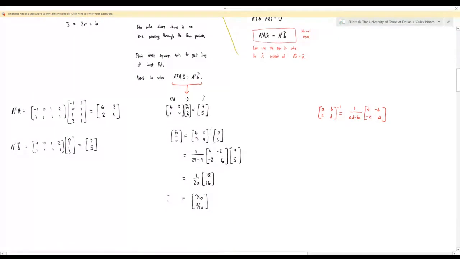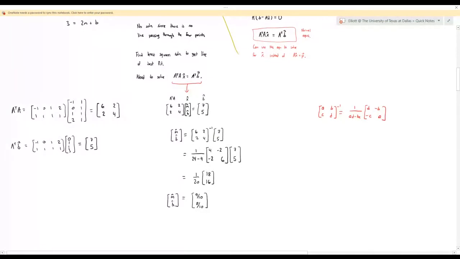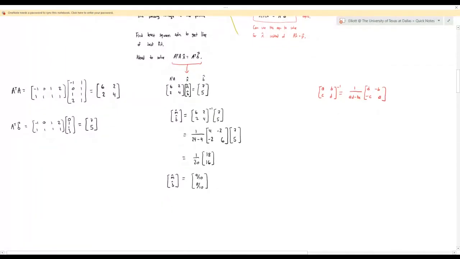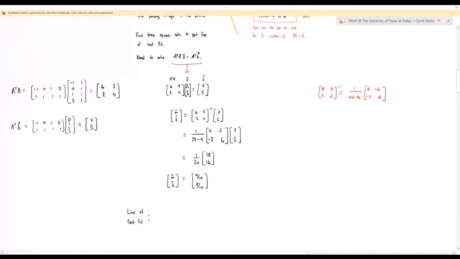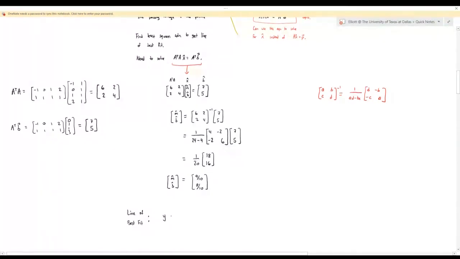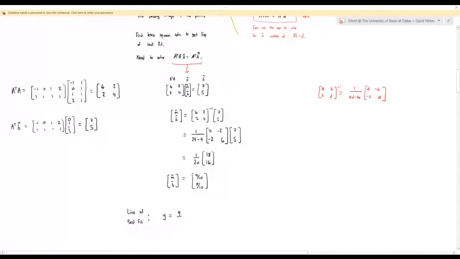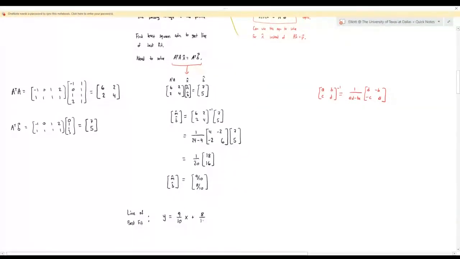So then this gave us the slope and the intercept for the line of best fit. If I plug this into the y equals mx plus b formula, the line of best fit is going to be y equals 9/10 x plus 8/10, where the slope is 9/10 and the y-intercept is 8/10.